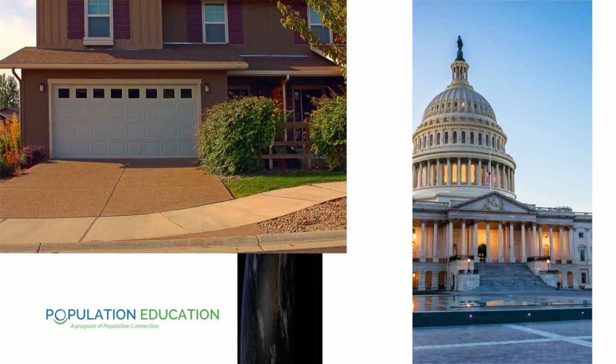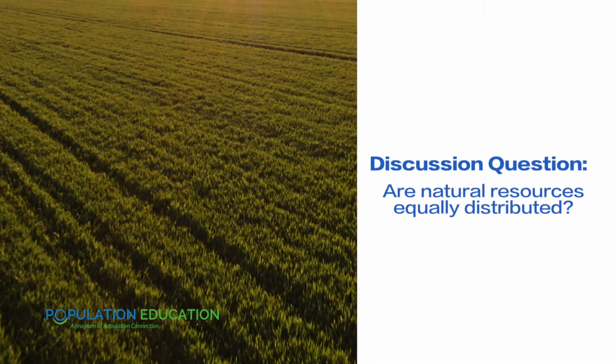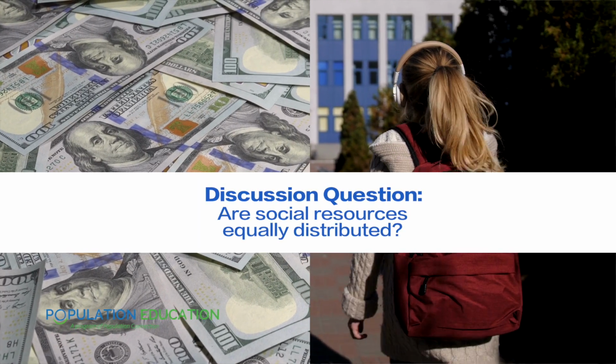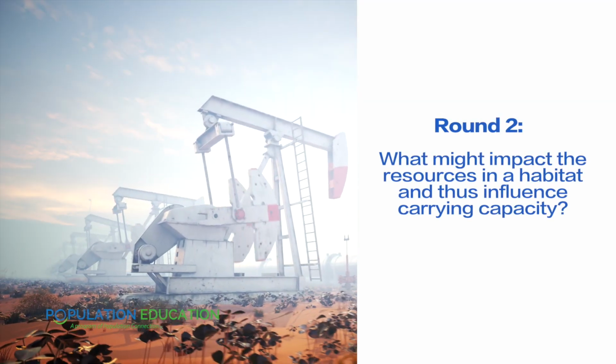You can tie that into the real world by thinking about how quality of human life at a community, national, or global level depends on a person's access to resources. You can have your students consider, are natural resources distributed equally across the planet? Are social resources, such as money and/or access to goods and services, distributed equally? The lesson plan offers an option to extend the lesson into a round 2, where students are asked to consider what things might impact the resources in a habitat and thus influence carrying capacity.